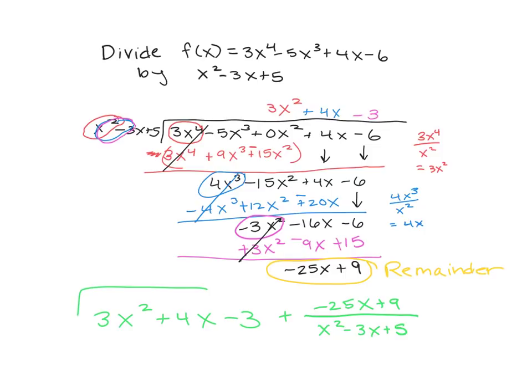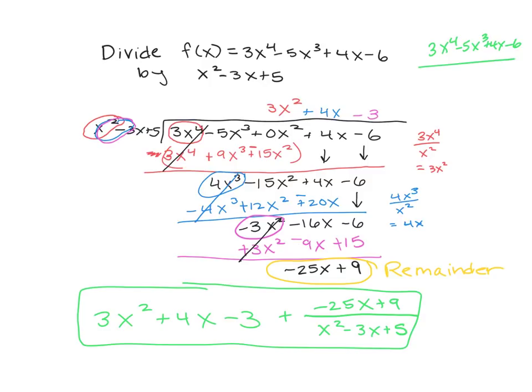And so this whole thing is equivalent to when we said at the beginning that we were dividing this by this. So this expression right here is equivalent to this expression right here. This is our remainder, and we always are going to write it over what we were dividing by, that x squared minus 3x plus 5.